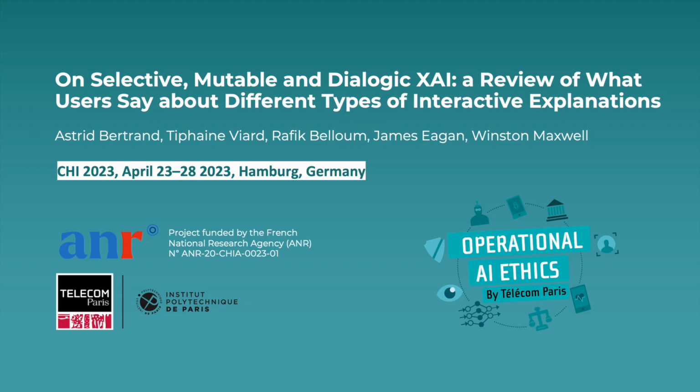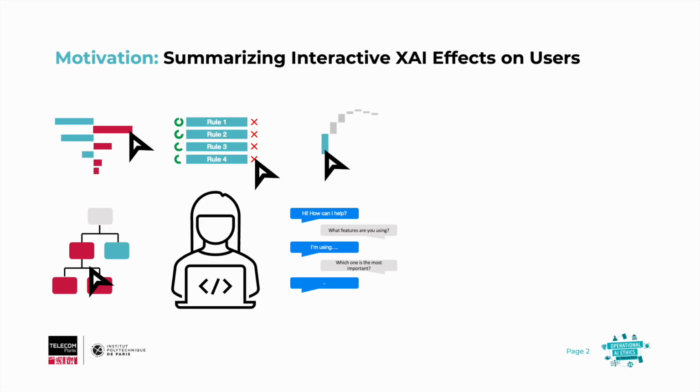Our paper is entitled On Selective, Mutable and Dialogic XAI, a review of what users say about different types of interactive explanations. It offers a detailed scoping review of the interactive explainability interfaces that have been evaluated by human users. There are several motivations for this work.